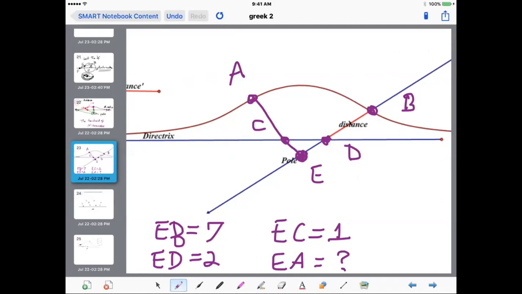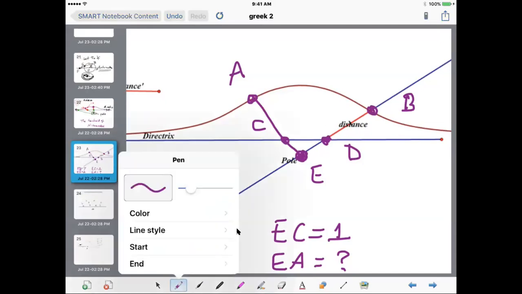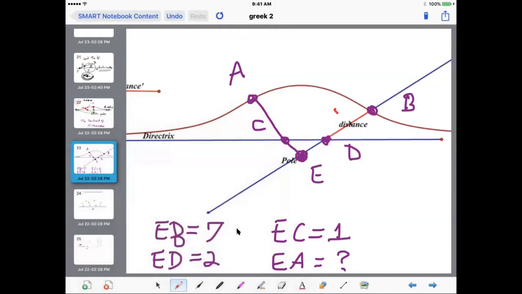What do you think? How could you get what EA is? Anyone know what the secret to this question is? What do you really get when they tell you what EB and ED are? Why is that useful? You use that to find a difference, to find a distance. Yes, it's BD that's implied by that question. So BD is 7 minus 2, which is 5. So what else is 5? AC. That's right. That's what makes it a conchoid. These two line segments from here to here and from here to here will definitely be congruent. And CE was given to you as 1, and that's why the answer to this question was 6.